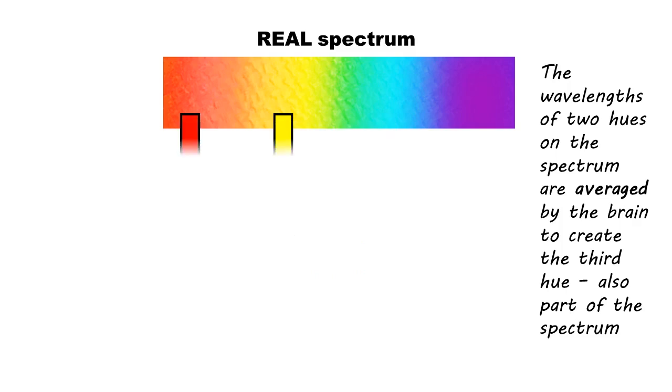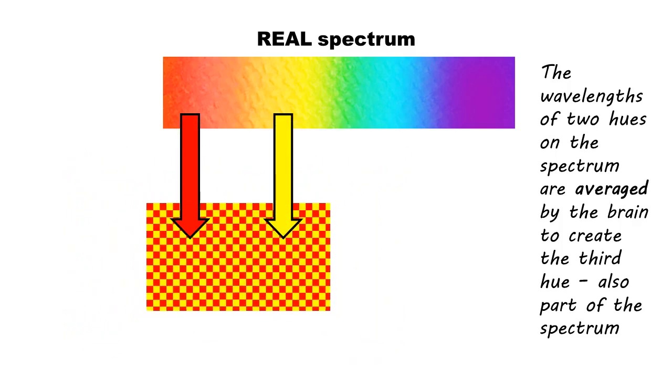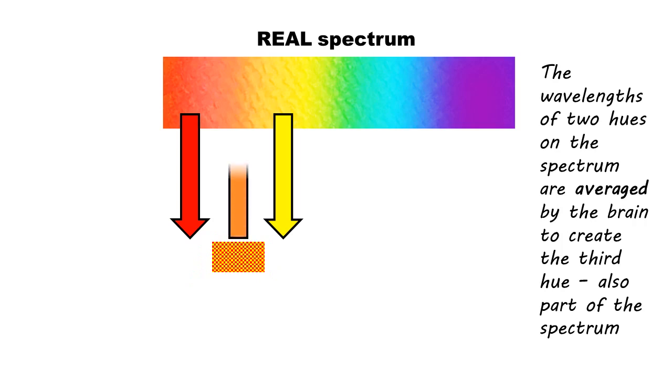Similarly, if we take red pigment and yellow pigment and mix the pigments together into small enough particles, we see orange. Again, the wavelengths of the two hues on the spectrum are averaged by the brain to create the third hue, also part of the spectrum.